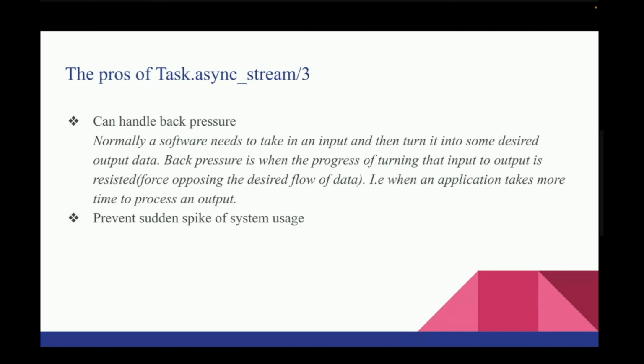For example, on mine, if I don't set the limit, it will be starting 10 processes at the same time. So with that, we can prevent a spike of our system usage.